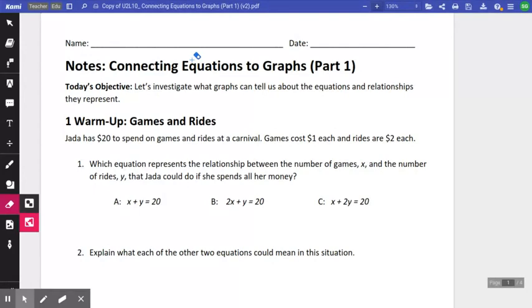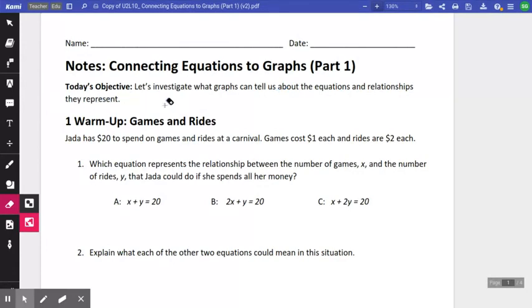And then our last 2 lessons were on solving equations for a specific variable. A lot of that is going to help us in today's lesson as we look at connecting equations to graphs. If you had me for pre-algebra, we spent some time talking about graphs in pre-algebra. So you might want to reactivate that knowledge you have from pre-algebra to help you with today's lesson as well.